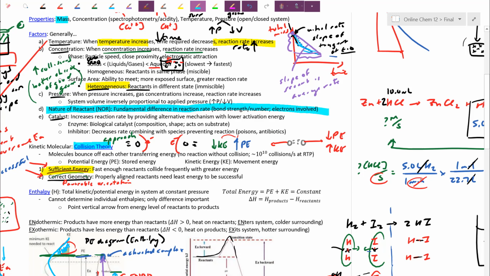So NOR. It has to do with maybe the bond strength. Maybe the chemical itself holds itself together really well. Maybe there are a lot of bonds, and it's a really high energy required to break it apart. If you have nothing else to go on, you can say nature of reactants.